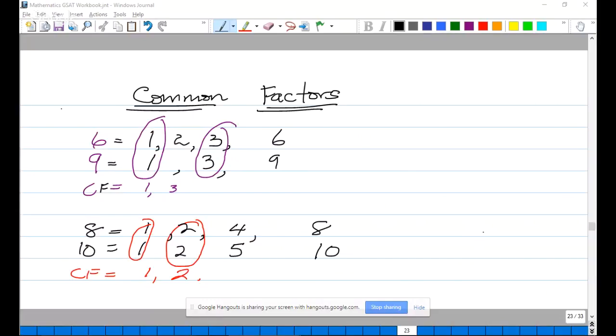Example number 1. Find the common factors of 30 and 42. Now, what are the factors of 30? 1, 2, 3, 5, 6, 10, 15, and 30.